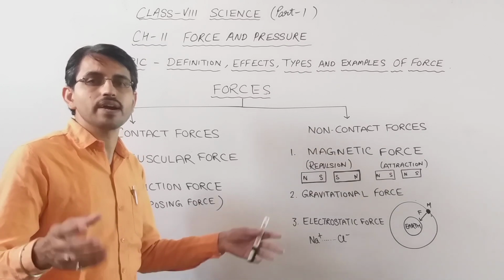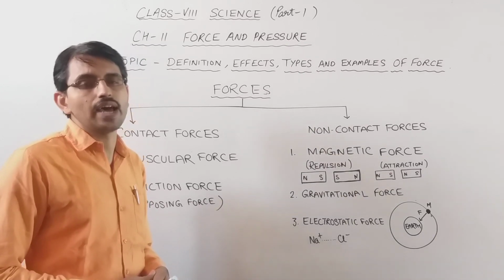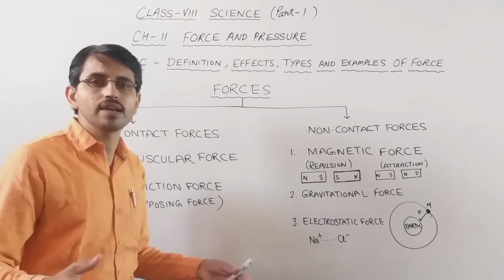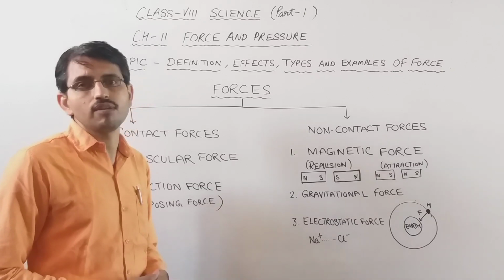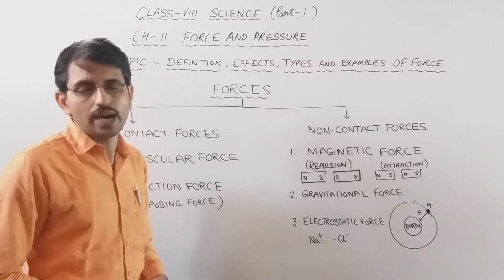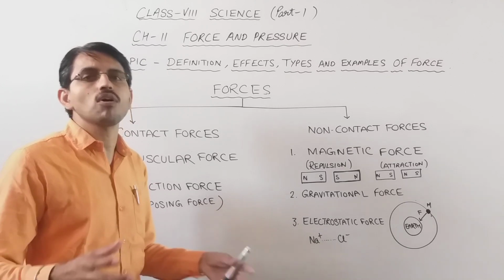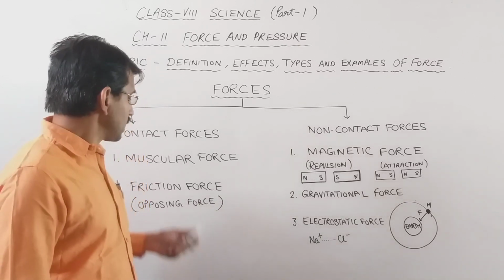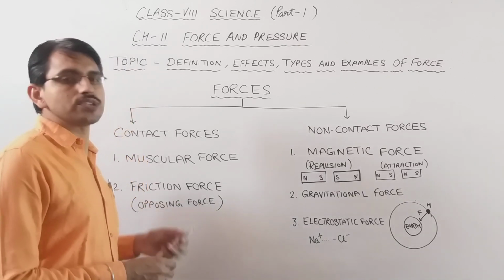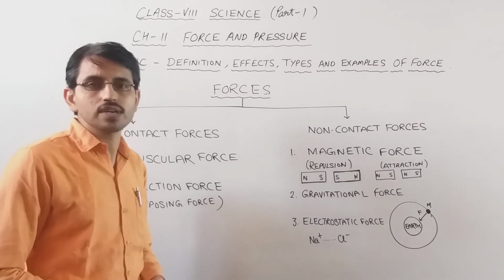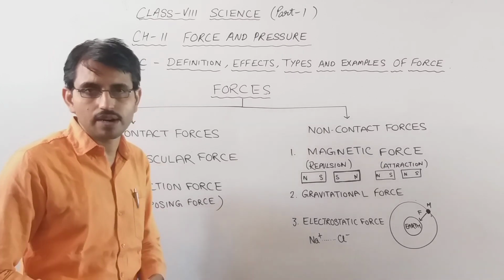And we do so many activities in our day-to-day life like pushing, pulling, stretching, bending, lifting, twisting. They all involve muscular actions. Hence we can say that muscular force is a contact force. What is another example of contact force? Friction force. You know, friction works opposite to the motion of the object.